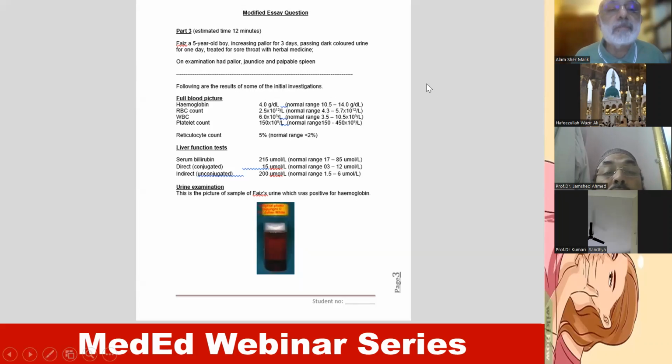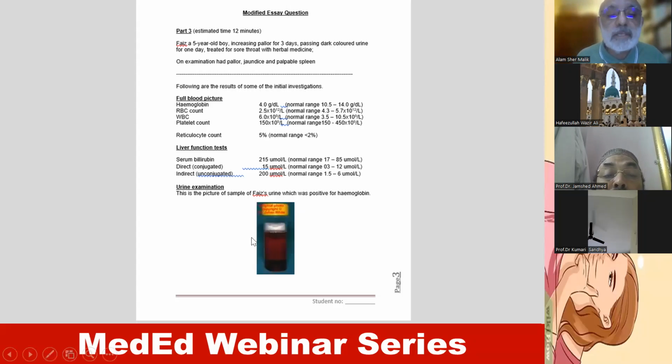The summary, for example, finds a 5-year-old boy with increasing pallor for 3 days, passing dark-colored urine for 1 day, and treated for sore throat with herbal medicine. So that was the summary of information given in the previous 2 parts. And also the findings on examination are in the summary. And then new information is provided. And in this case, these are the results of the investigations.